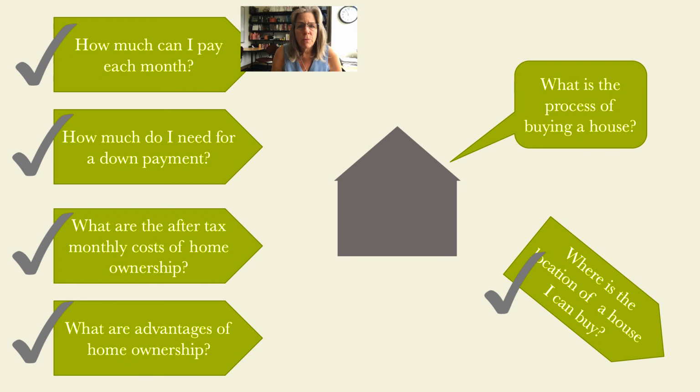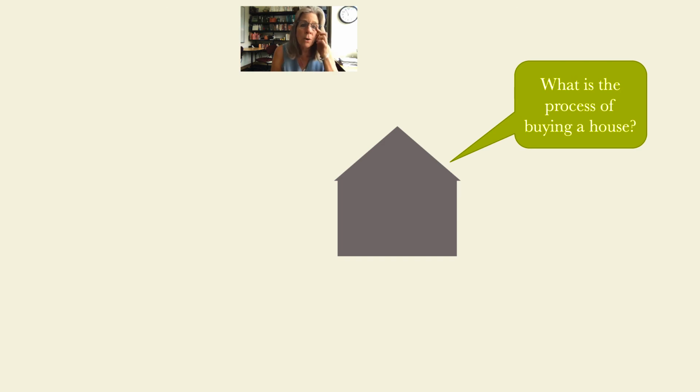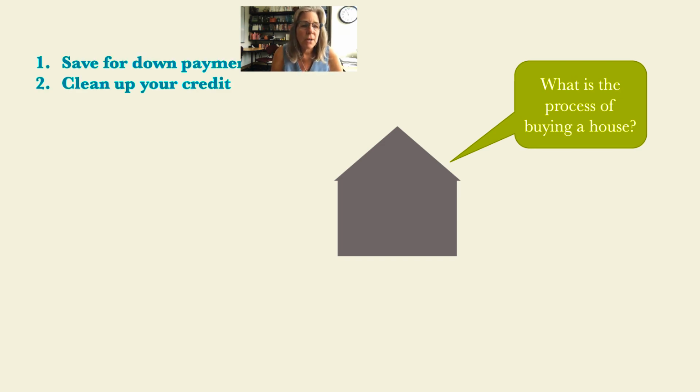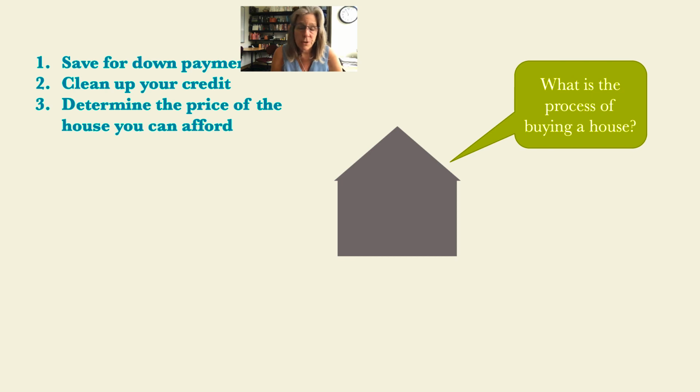And then now you say, well, okay, I know where I want to buy. I know how much I can afford. So now what do I do? You have the down payment. So saving for the down payment would be important. Clean up your credit. Make sure that you look at your credit report and make sure you have good credit ratings so that you can get good interest rates on your loans. Determine the price of the house you can afford. So we did that already, that $600,000 amount.